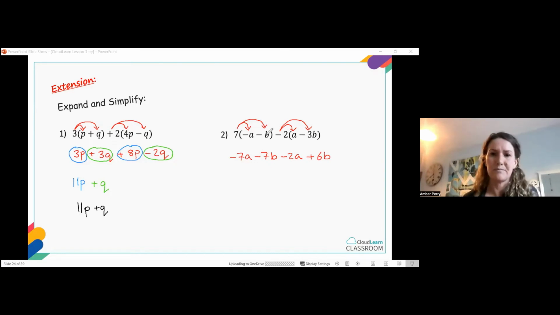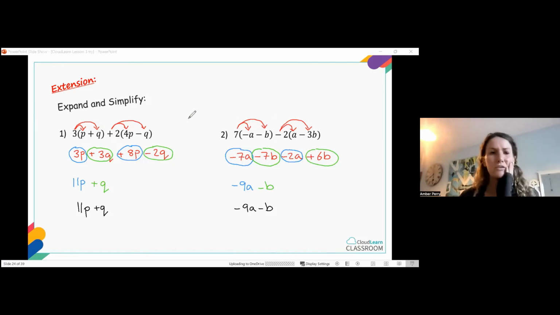So going through, then we're going to simplify that. So I'll choose blue for the a's again. We've got minus 7a, minus 2a. So that's minus 9a. Separating out the b's, I used green for the b's, minus 7b plus 6b. So that is going to be minus b there, okay? And the final answer for that one then is minus 9a minus b.